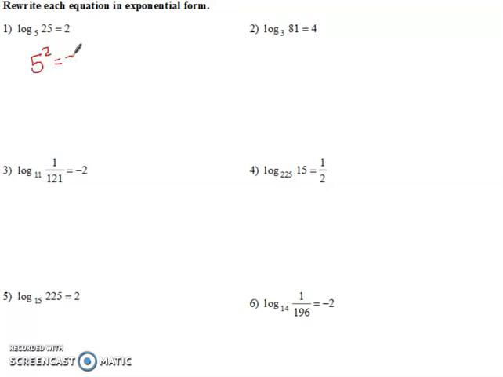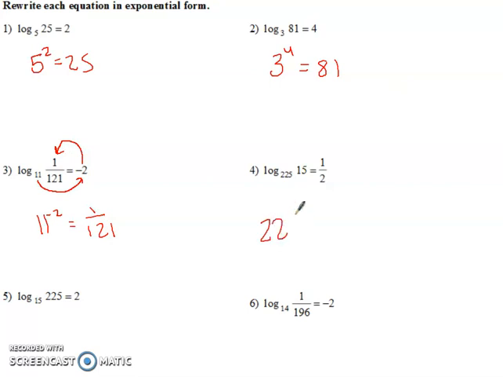First is 5 to the second, which is 25. Second is going to be 3 to the fourth is 81. Third, 11 to the negative second power is 1 over 121. All I'm doing is going from the base to the other side back to my log expression.